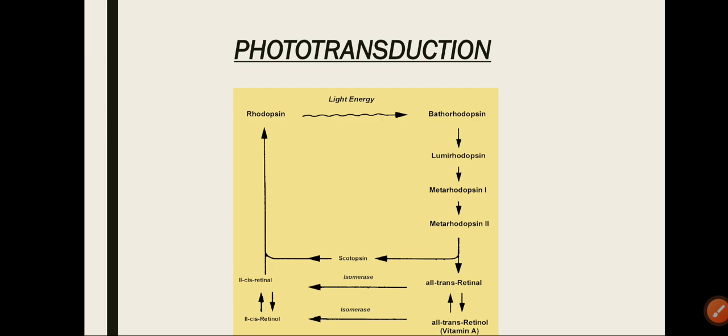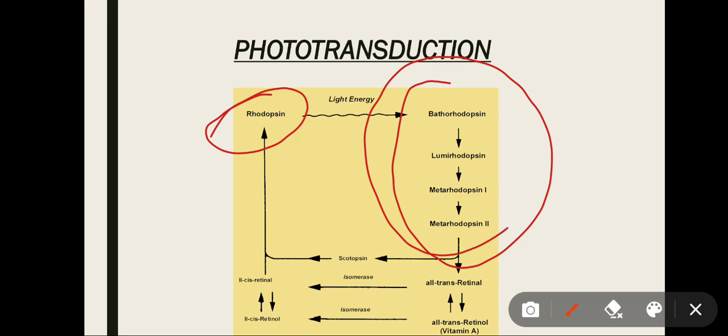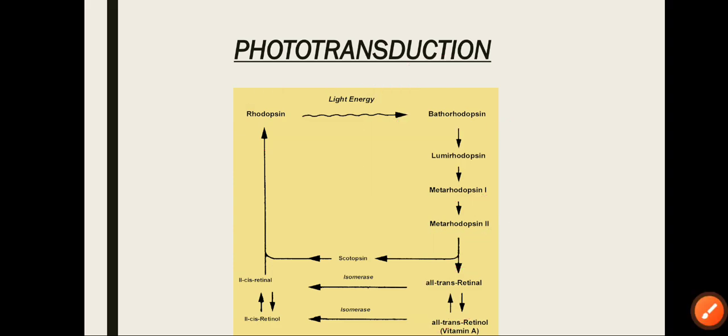Now we go to the electrical changes. Activated rhodopsin, following exposure to light, triggers a cascade of complex biochemical reactions. Light energy will convert rhodopsin to batho-rhodopsin, lumi-rhodopsin, then meta-rhodopsin 2, then again scotopsin and all-trans retinal isomerase. This is the cascade of reactions.